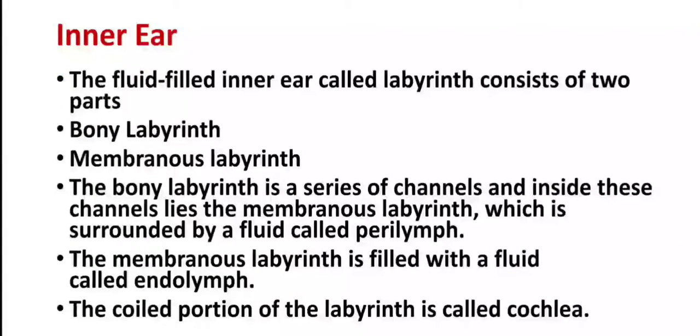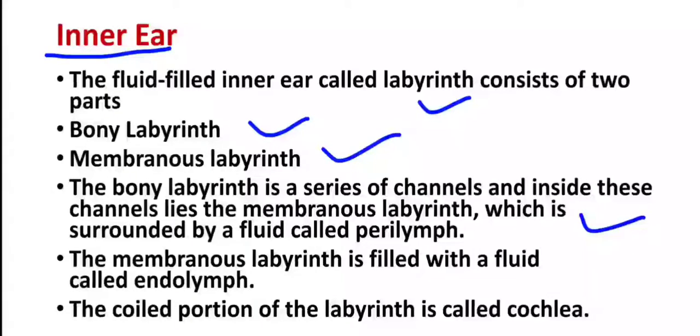Next is inner ear. Inner ear has a fluid-filled structure known as labyrinth, and labyrinth has two main parts. One is bony labyrinth and second one is membranous labyrinth. Bony labyrinth is a series of channels, and inside these channels is the membranous labyrinth. Membranous labyrinth is surrounded by perilymph, whereas bony labyrinth has endolymph in it.